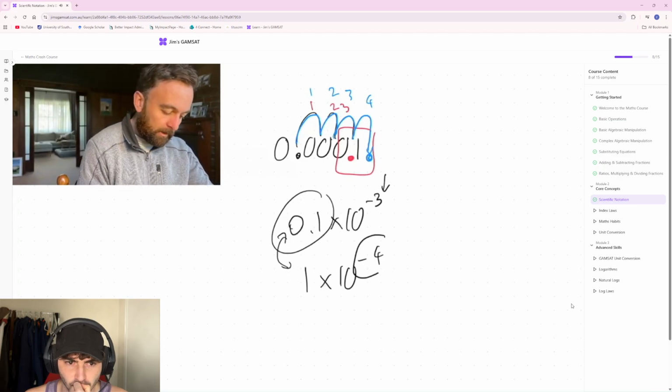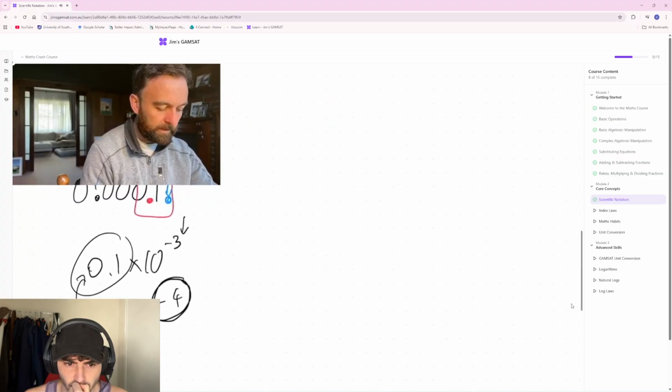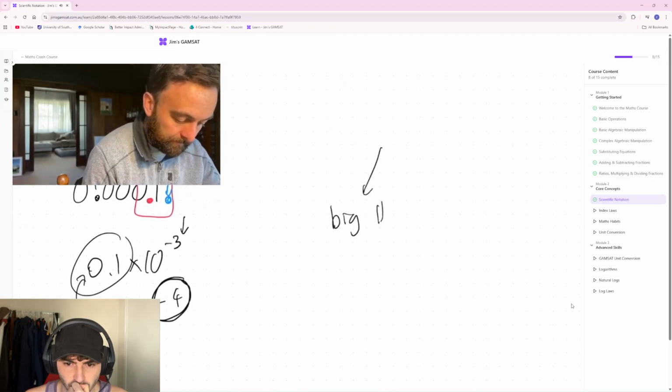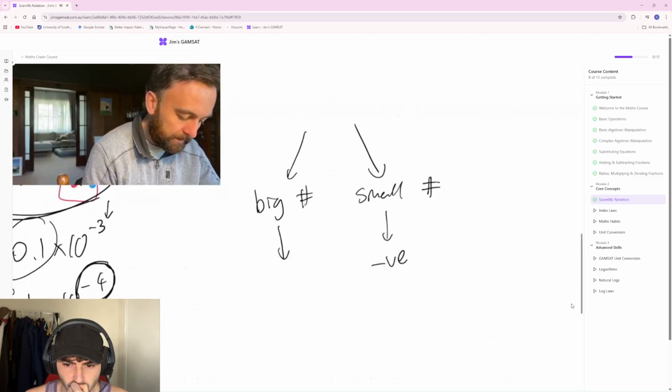Now, as I alluded to, we've got one slight difference here, and that's a negative number in there. It's not 4, because that's the number of jumps that we've done, it's negative 4. People have all kinds of funky ways to remember if it's negative or positive. I like to keep it simple. You've either got a big number or a small number, and this is a very small number. If it's a small number, it's a negative power. If it's a big number, it's a positive power.